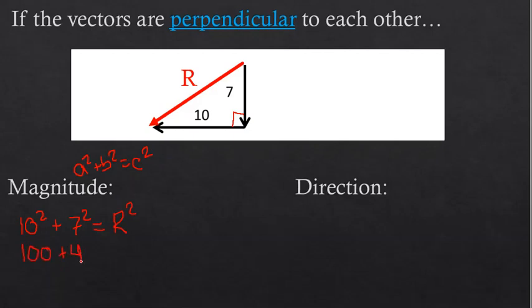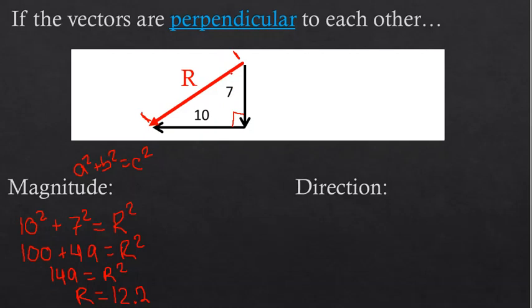100 plus 49 equals the resultant squared. So 149 equals the resultant squared. Now you got to pull out your calculator, take the square root of 149, and you'll get 12.2. So this is going to be the magnitude. The length of this resultant is 12.2. But again, remember, our vector definition is not complete without the direction.